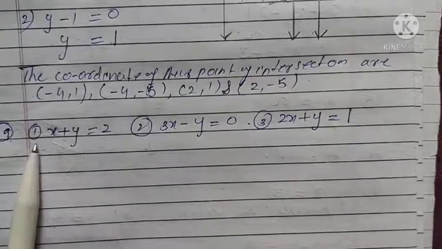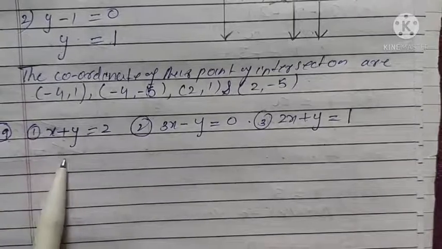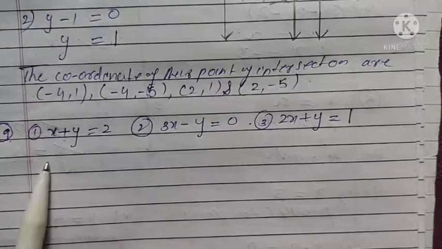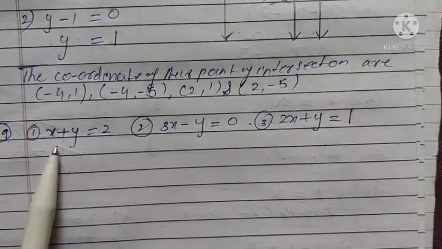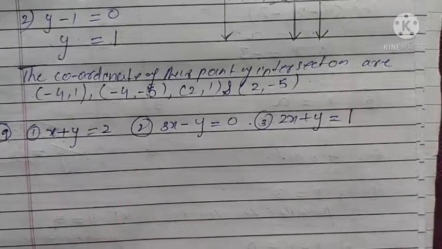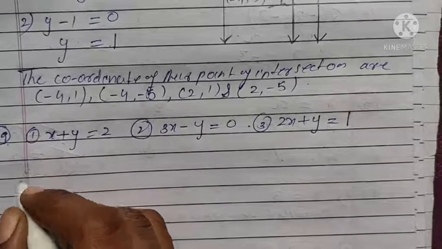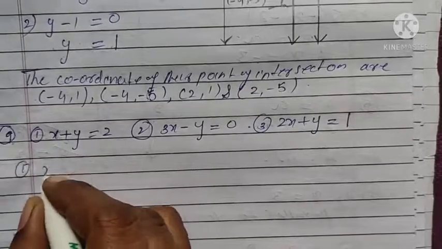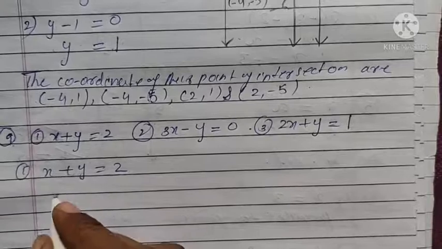Okay. That means what I want to say is, to find the values of two variables in the same equation, we have to take the value of one variable on our own. By substituting that value, you can find the value of the other variable. Okay. So let's start the solution. The first one is x plus y is equal to 2. Draw this type of table.